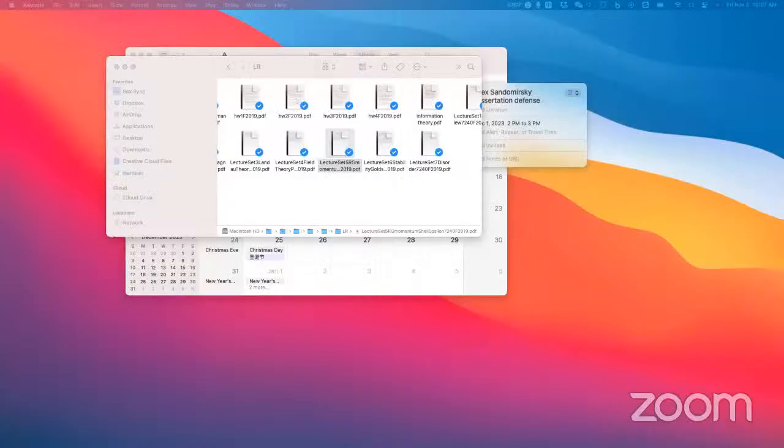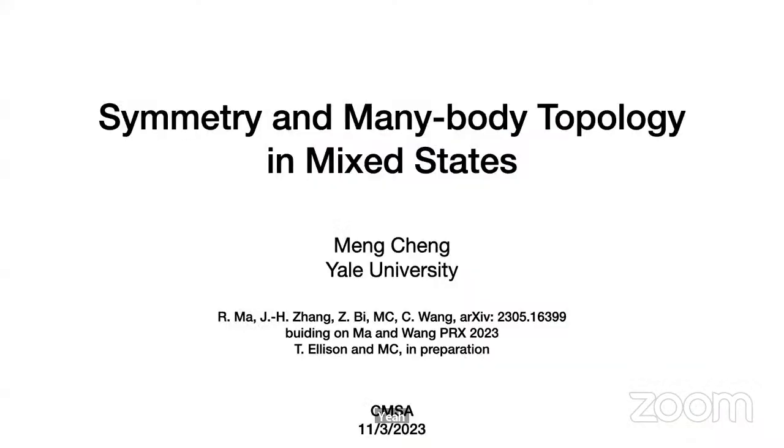Mm. Maybe I lost it on Zoom. Yeah. Does it work on Zoom?